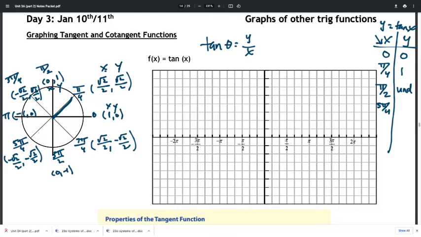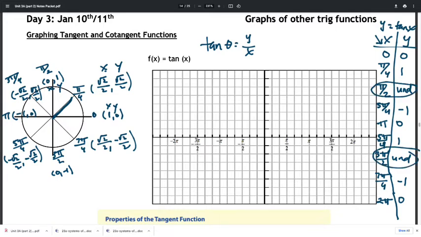The reason that's undefined is because you can't divide by 0. Okay, 3 pi over 4 will be negative 1. Pi will be 0. 5 pi over 4 will be positive 1. 3 pi over 2 will be undefined again. 7 pi over 4 will be a negative 1. And then 2 pi will be back to 0 again. So looking at this table, everywhere that you see an undefined, that should be where an asymptote is.